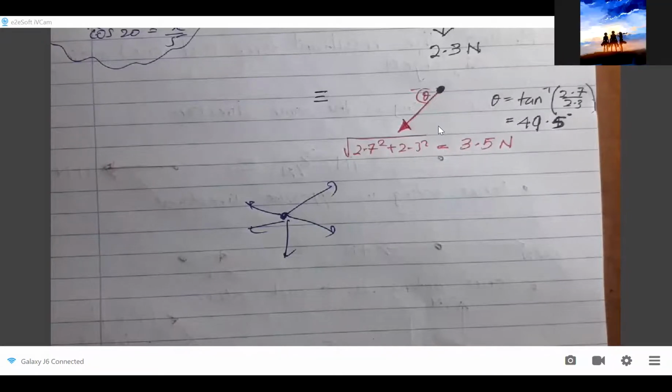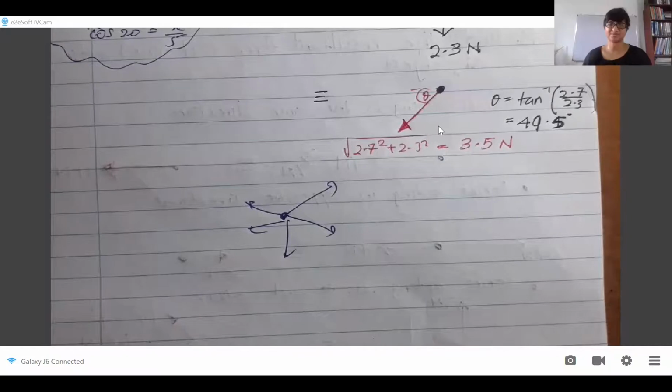Resultant force is 0, right? The net force is 0. They must all get cancelled off, and the result is 0. So 10 forces have the result of 0. If that happens, you won't move.